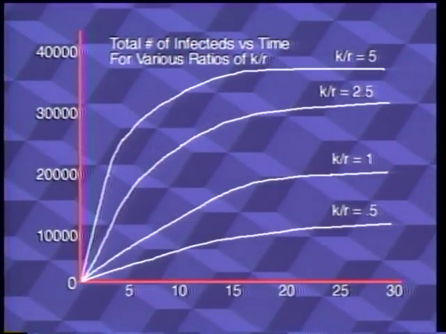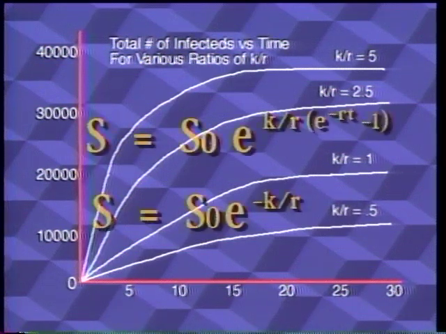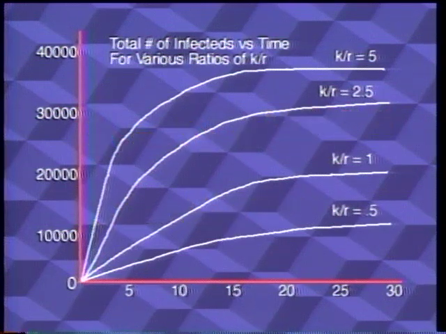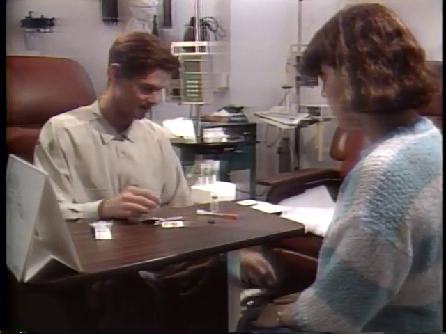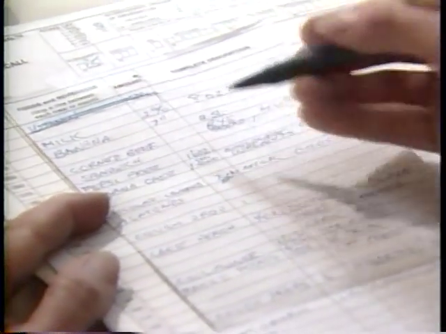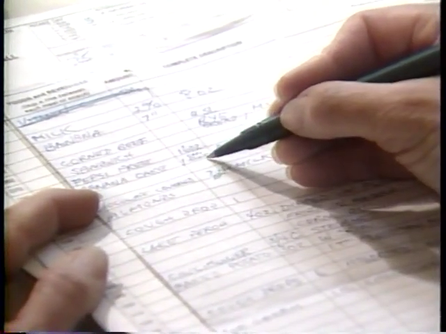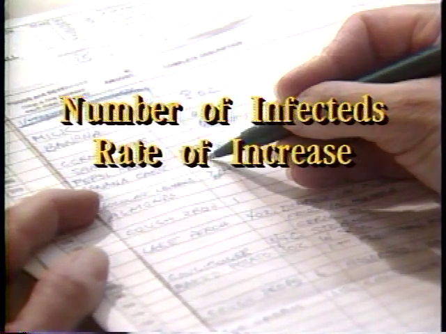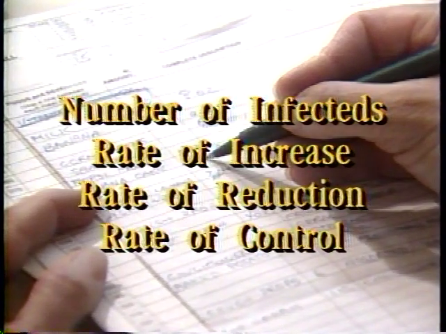Notice on this graph that as r increases in relation to k, the total number of people who catch this disease decreases. At last, our model begins to match our intuition about what the real world is like, and we can use it to make real-world decisions, like in the case of AIDS. What were some of our earlier questions? How many people will contract this disease? How quickly will it spread? Can we reduce its spread?